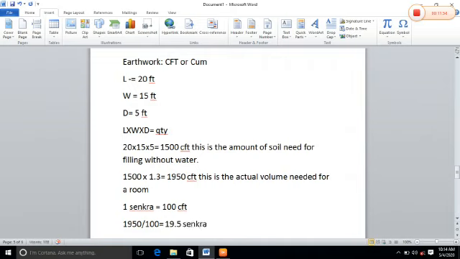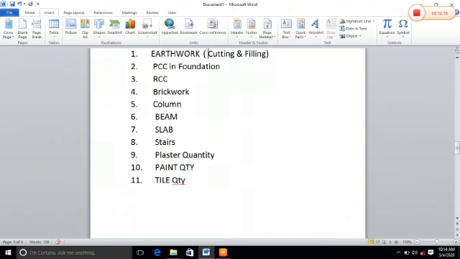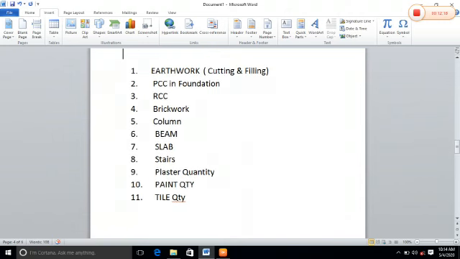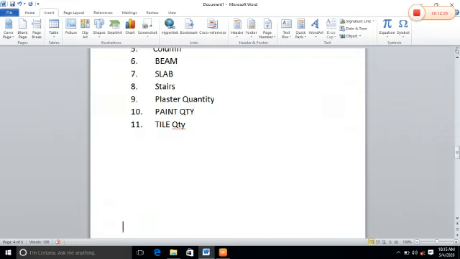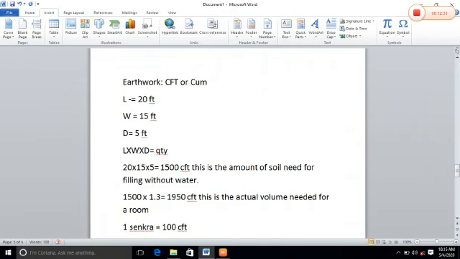So this was a short lecture on earthwork and unit conversion. I hope you all understand. In the next lecture, we will discuss PCC work, then we will discuss RCC quantity and foundation, then we will discuss brickwork. In most areas there is no need of filling.